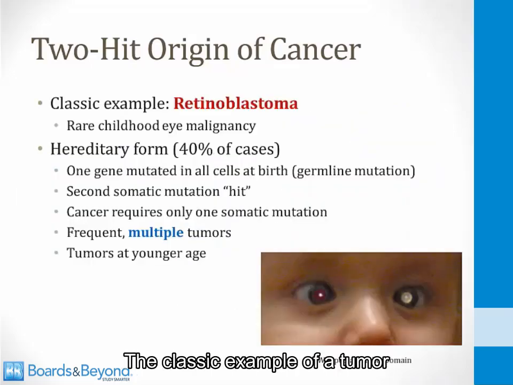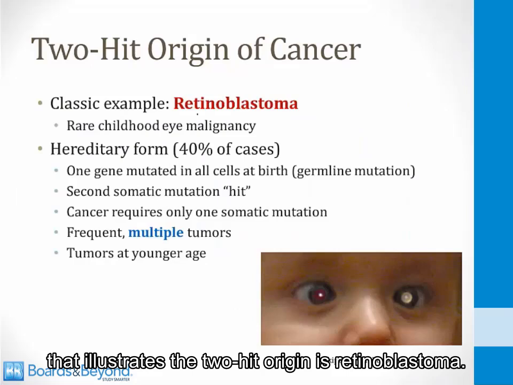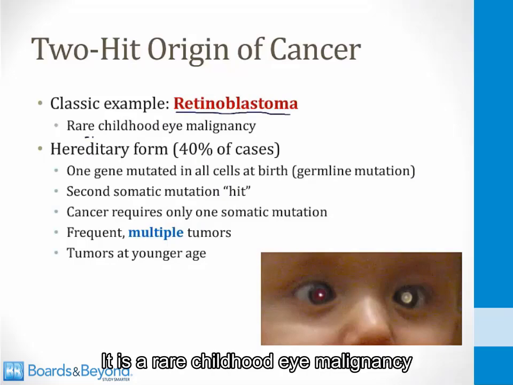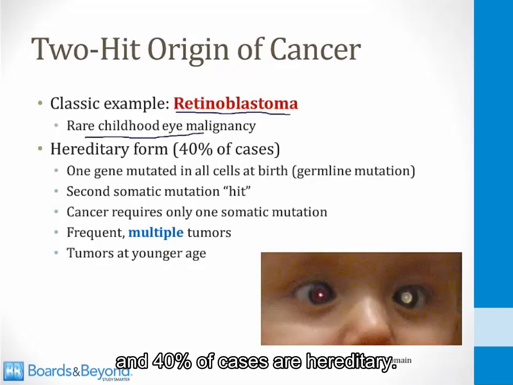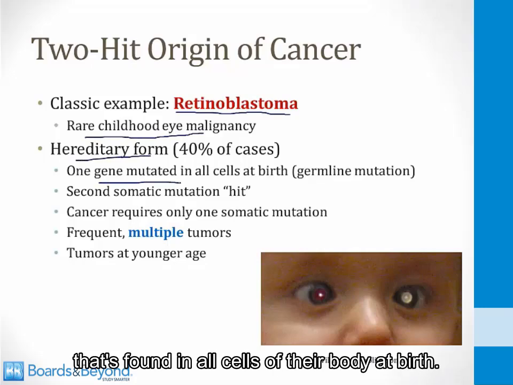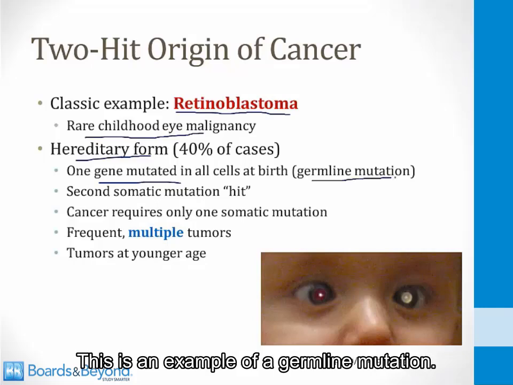The classic example of a tumor that illustrates the two-hit origin is retinoblastoma. This is the tumor in which the two-hit origin of cancer was originally described. It is a rare childhood eye malignancy, and 40% of cases are hereditary. In these cases, children inherit one mutated gene that's found in all cells of their body at birth. This is an example of a germline mutation.